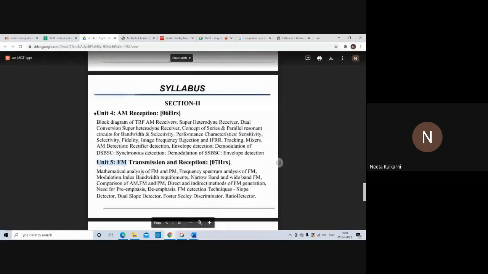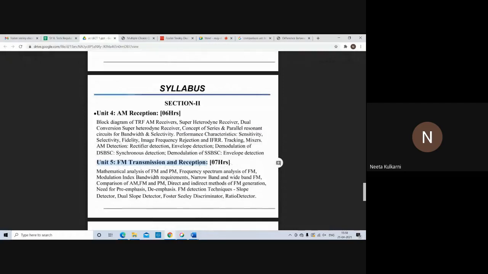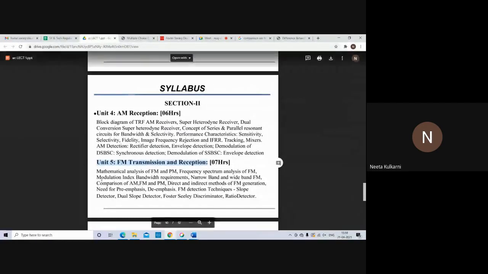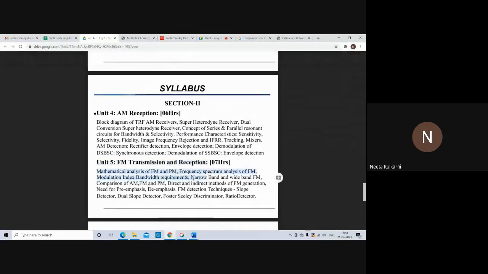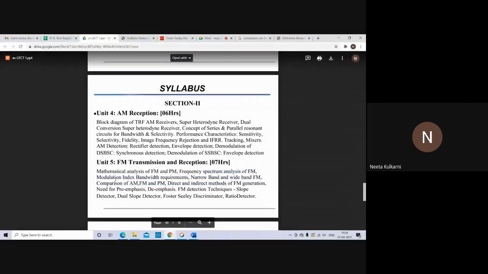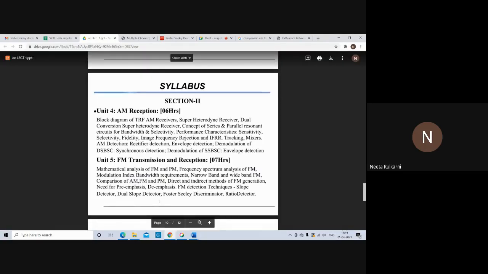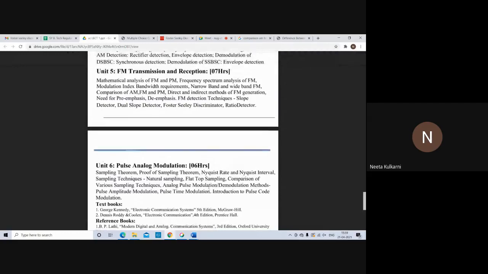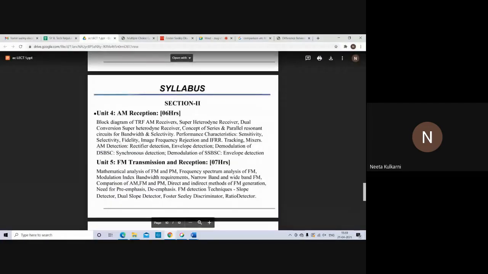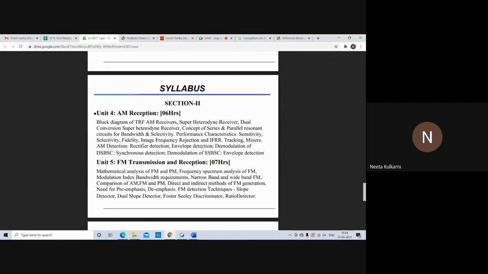And then chapter number 5, we have seen the FM transmission and reception. So mathematical analysis of FM. Actually here PM is not expected. FM, frequency spectrum, modulation index, bandwidth requirement, all those points we have seen in this chapter number 5. आणि हा जो 6वा होता pulse analog modulation, हा तुमचा आता रिड्यूस झालेला आहे तुमच्या सिलेबस मध्ये. Okay, so here we have completed the syllabus of analog communication.